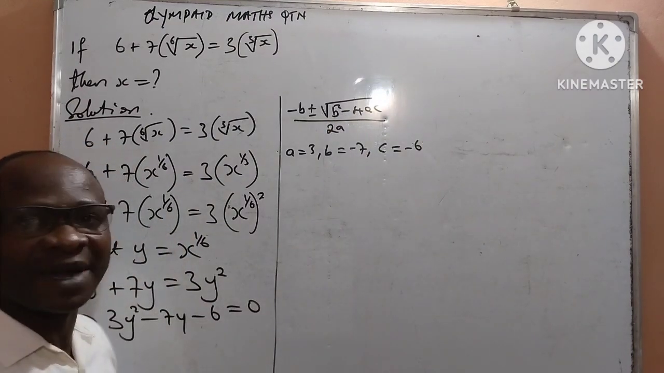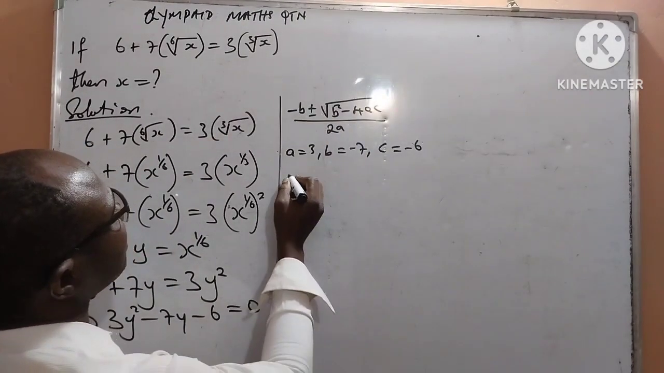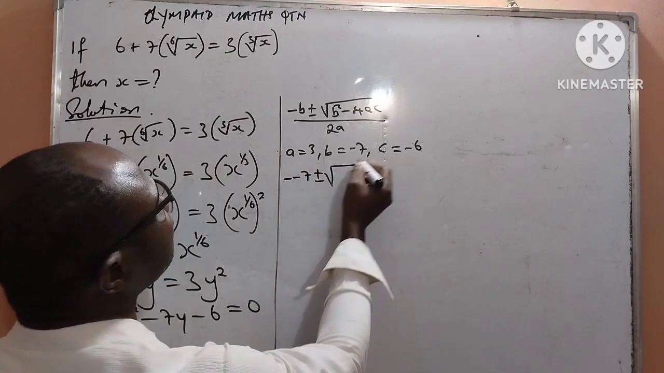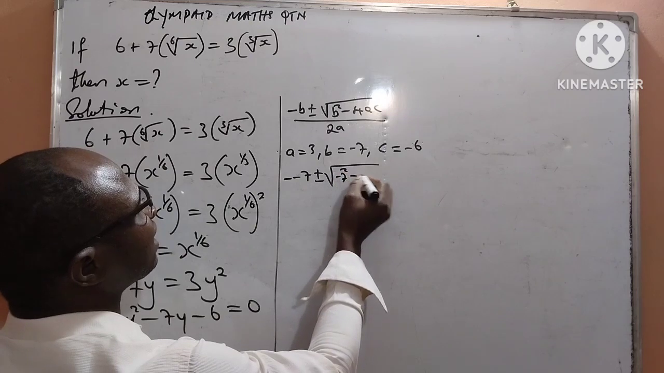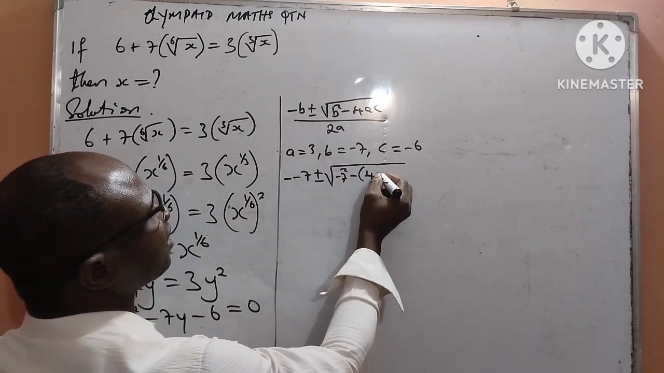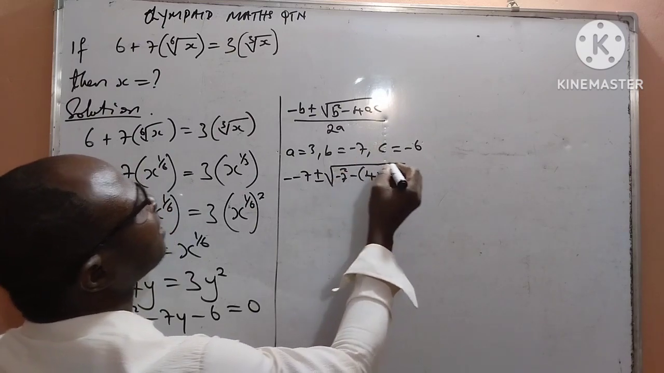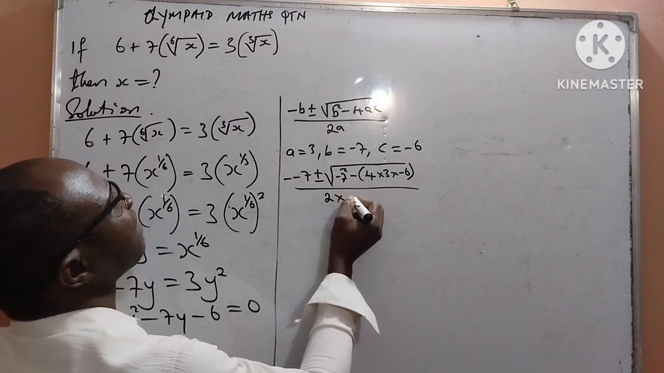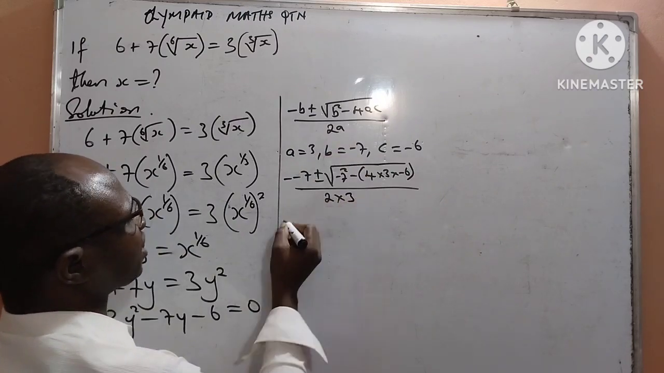Substituting into the quadratic formula, I will now have negative b as minus negative 7, plus or minus the square root of negative 7 squared minus 4 multiplied by a, and my a is 3, multiplied by c, and my c is minus 6. Everything all over 2 multiplied by a, and my a is 3.